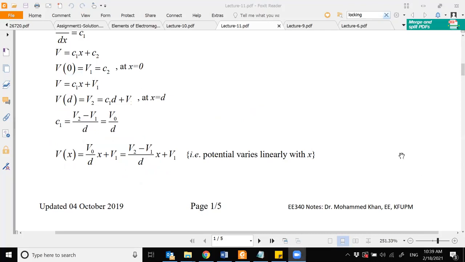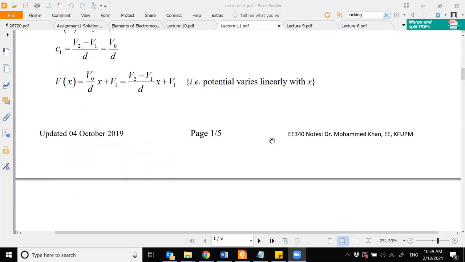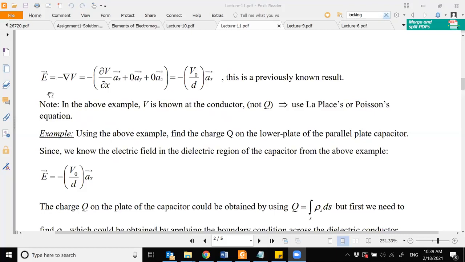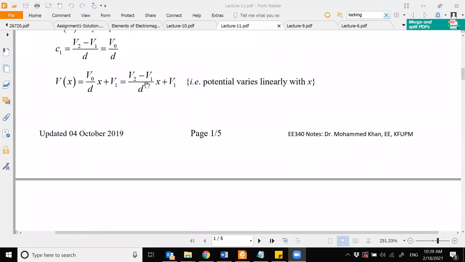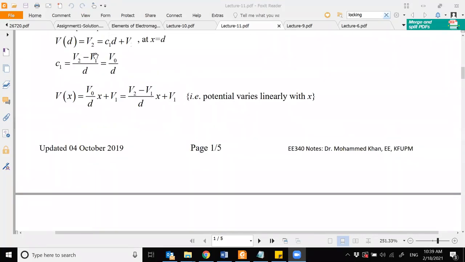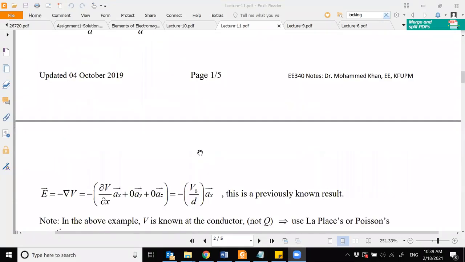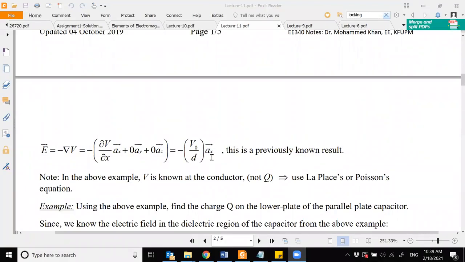Now we are deriving it, but you have used this one. Okay. Now, once the potential is known to you, then you can find the electric field, which is E bar is minus del V, which is equal to minus ∂V/∂x times a_x. Now, if you find the partial derivative of this with respect to x, we are not using V2 minus V1, we are using V0 x over d. So if I partially find the derivative of this with respect to x, I will only get V0 over d. So it is V0 over d times a_x.